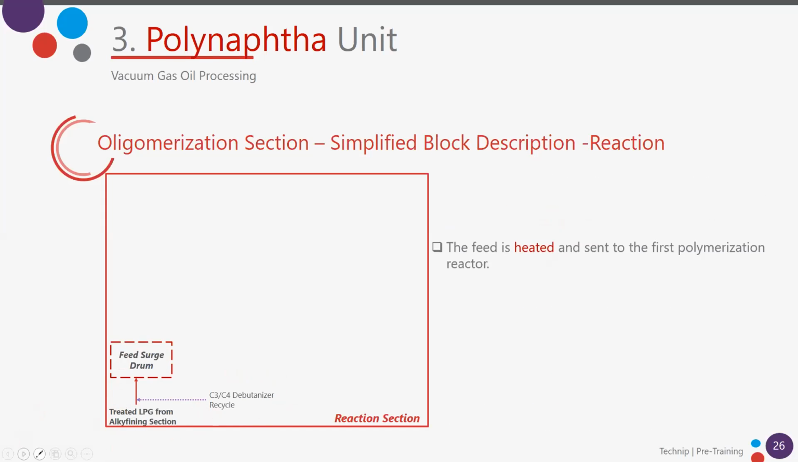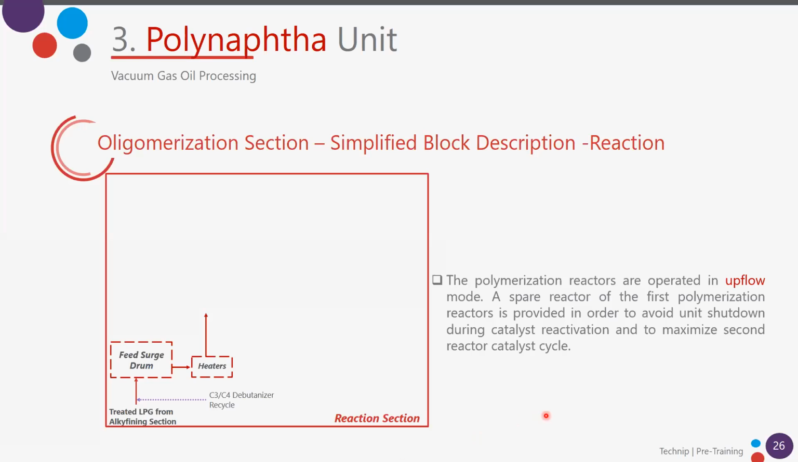The feed is heated and sent to the first polymerization reactor. We have here a heater to heat up this LPG from the alkylation section. Okay, the polymerization reactors are operated in upflow mode. A spare reactor of the first polymerization reactor is provided in order to avoid unit shutdown during catalyst reactivation and to maximize second reactor catalyst cycle.